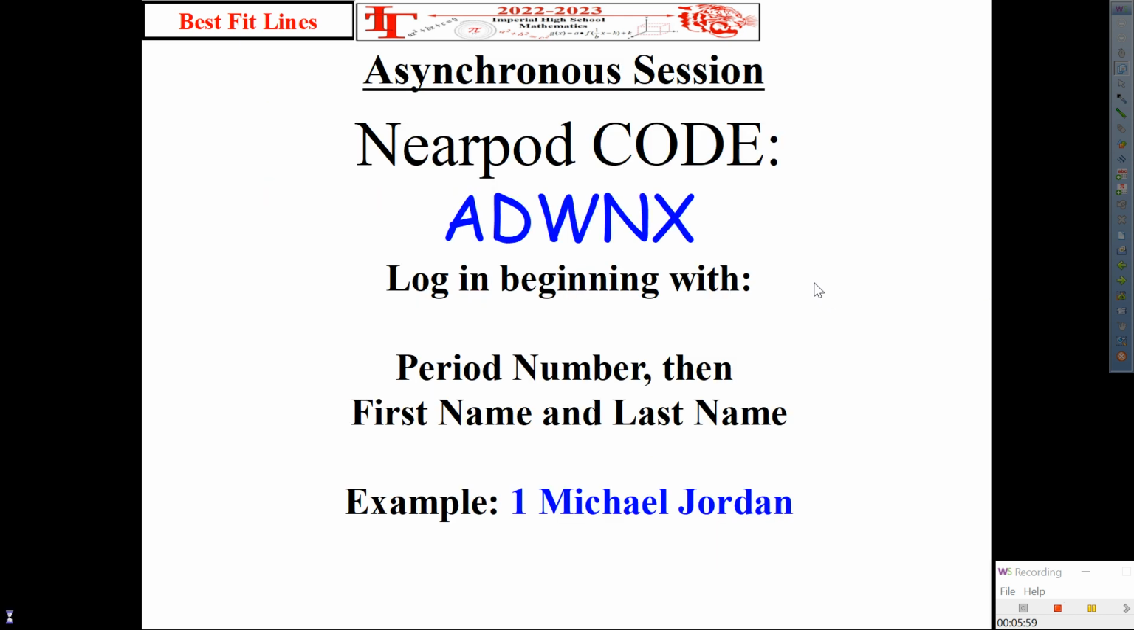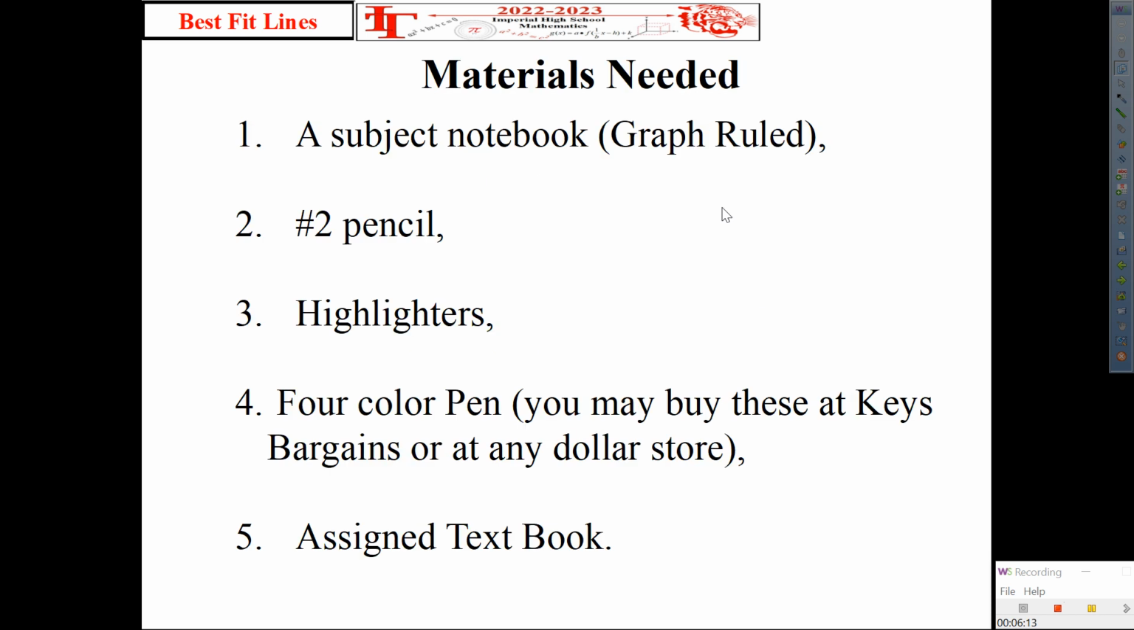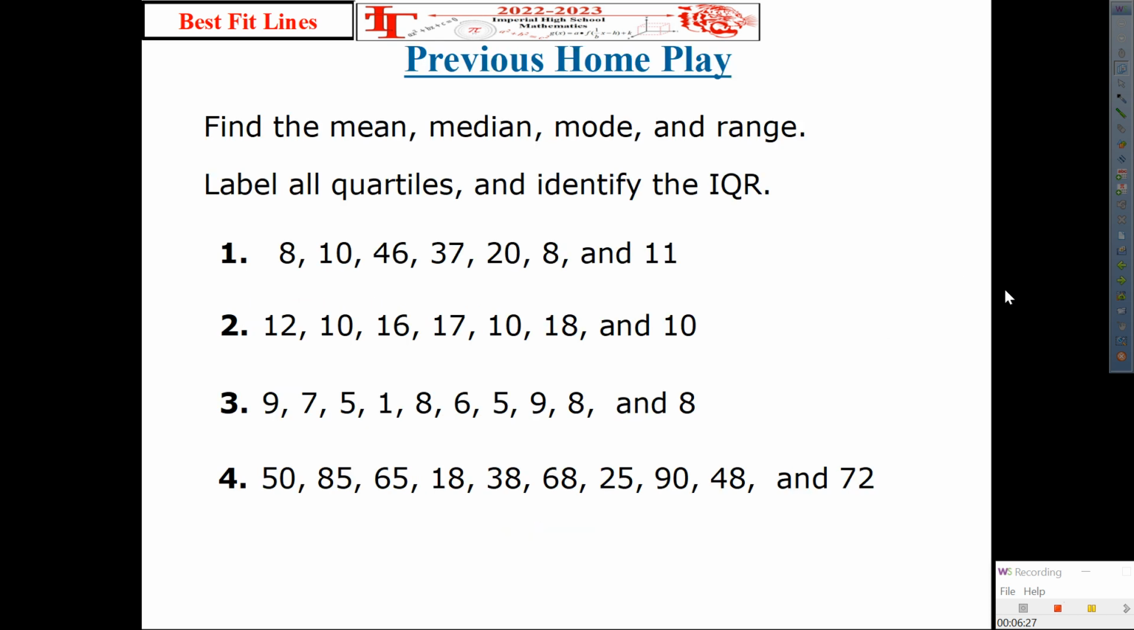I'm usually going to give you an asynchronous code so that in case we do anything in class using Nearpod, it's going to be up there. Or if I need you to continue with the lesson at home, that's going to be the code that I'm going to give you up on the screen. All right, materials once again for this course. You need your notebook, pencil, highlighters, of course our classic 4-colored pens. Some of you can get 4 different pens, I don't care, and your textbook. And previous home play was this one, so get that one in front of you, please. And for those of you that are barely coming in, it's already on the YouTube channel. Okay? So make sure you act like tomatoes.